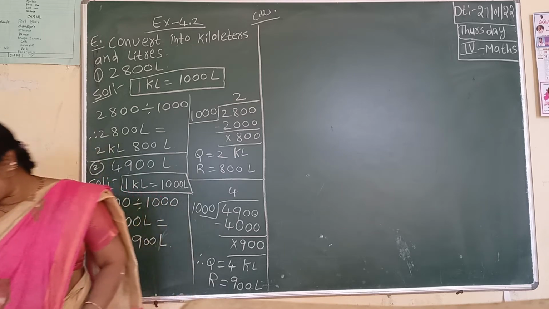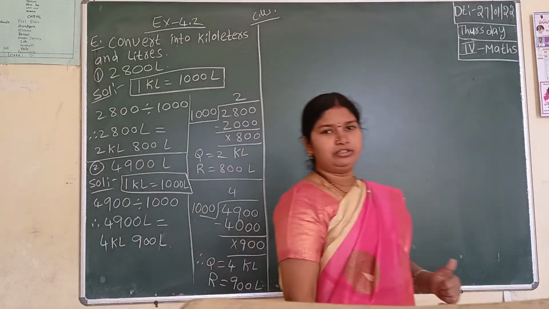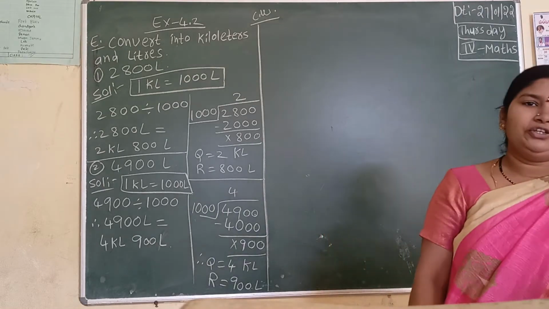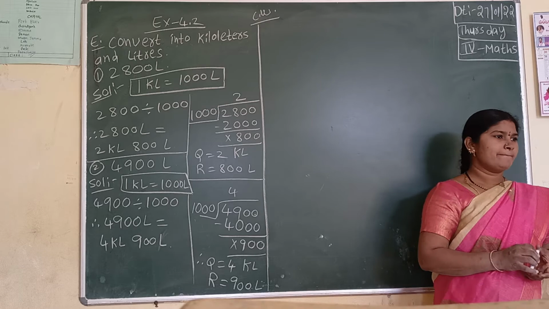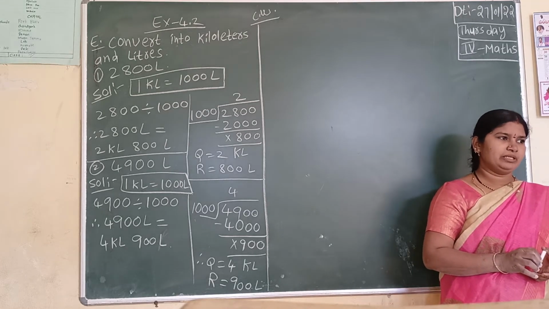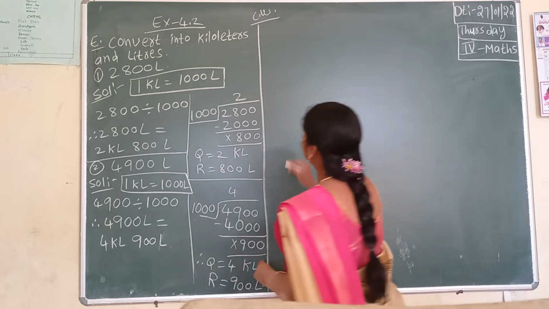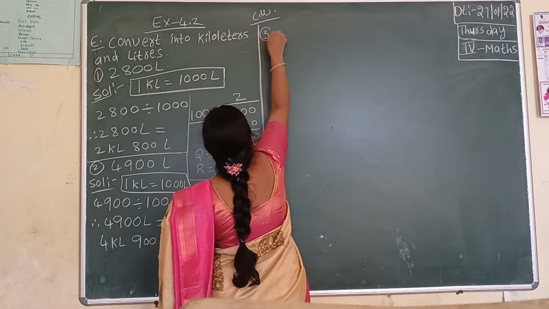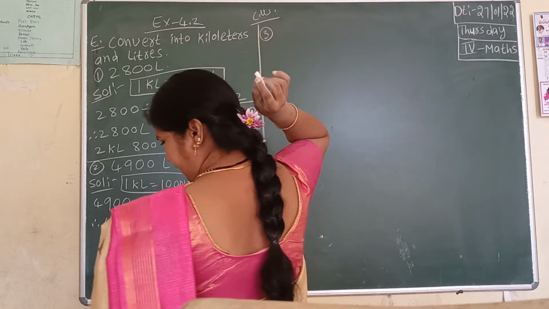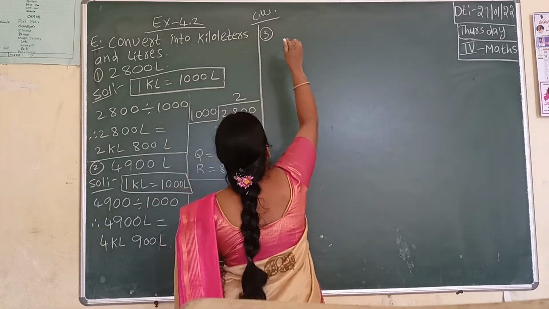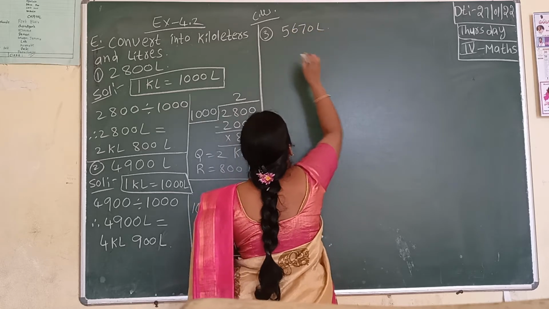Okay. Now same like this you have third, fourth, fifth. You are doing third, fourth, fifth. Shall I explain one more problem? Third. Shall I explain now? Yes. What is the third question? The given third question is 5670 liters.